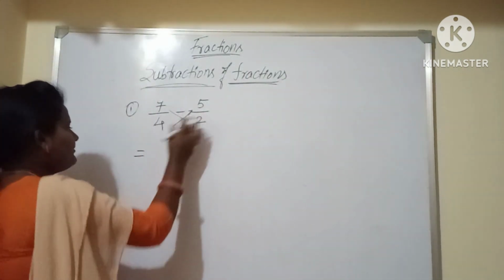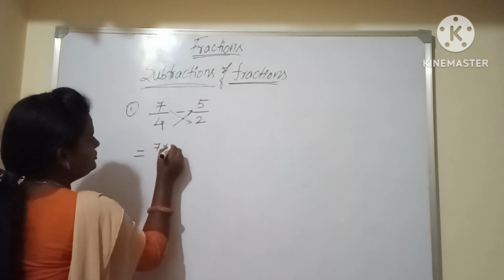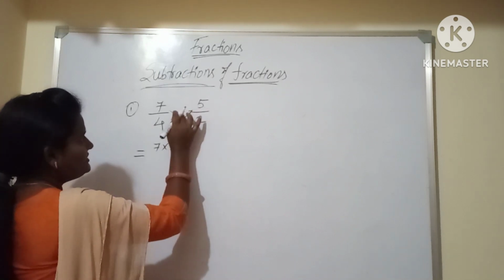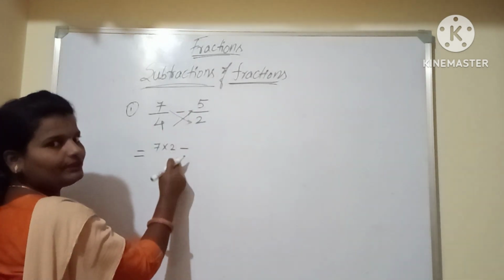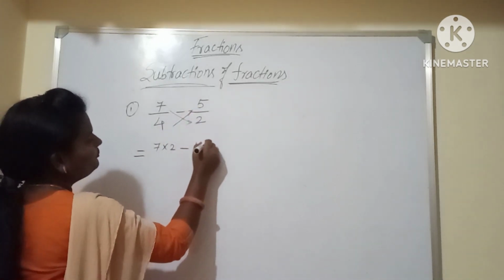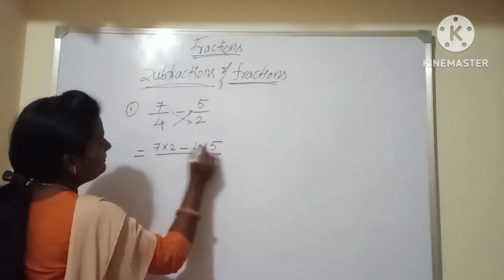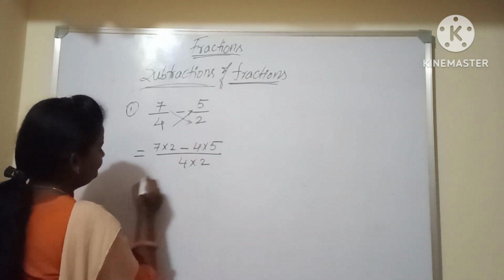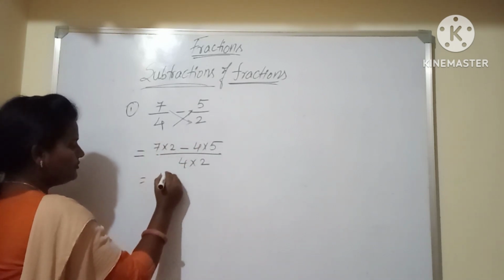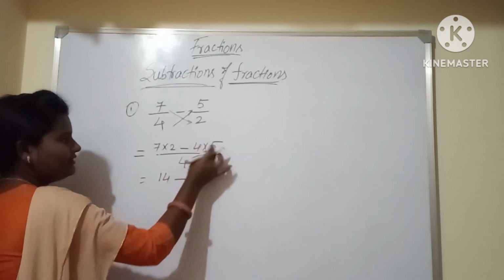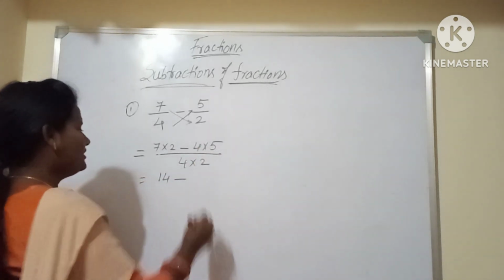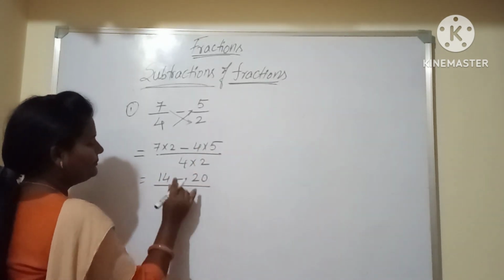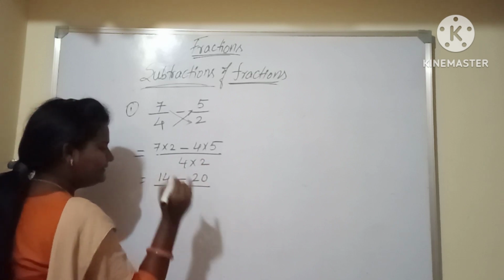Okay, so 7 into 2 minus. What is the sign? Minus. If it is plus, you have to take plus. 4 into 5 divided by, now we have to multiply the denominators, 4 into 2. 7 2s are how much? 14. Minus 5 4s are how much? 20. Divided by 4 2s are 8.